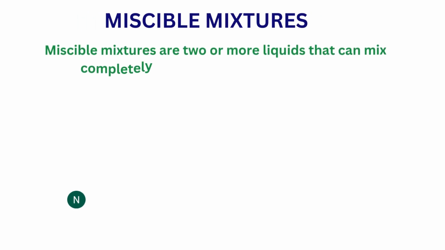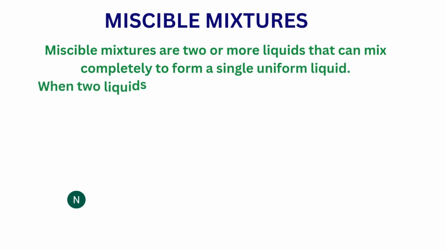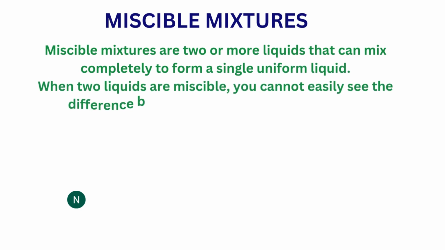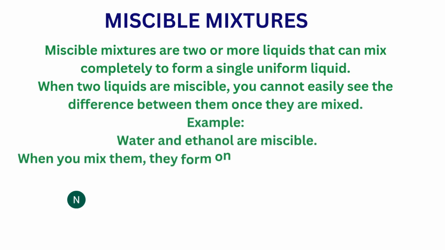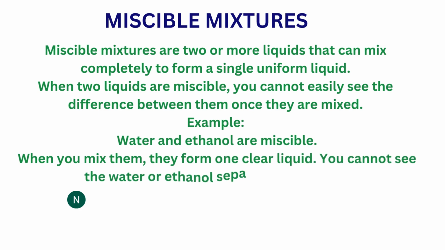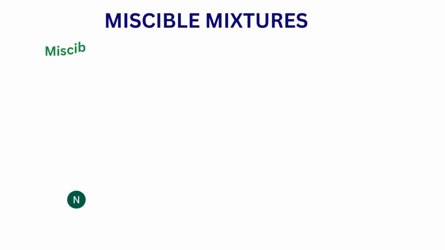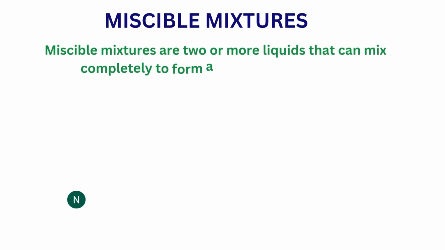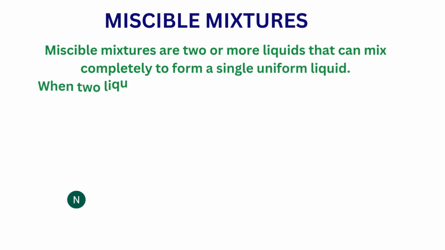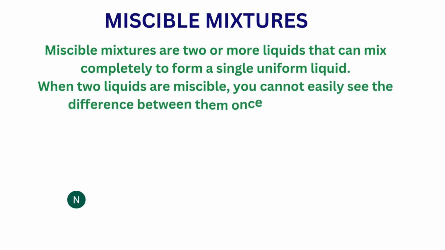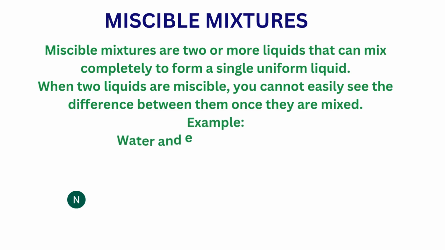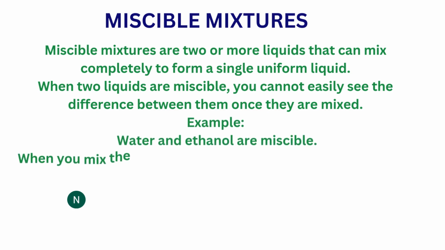So before we go to our simple distillation, you have to understand, the other time I was teaching you immiscible liquid mixtures. Today, simple distillation helps to separate these kinds of liquids called miscible mixtures. Okay? So what are miscible mixtures? Miscible mixtures are two or more liquids that can mix completely to form a single uniform liquid. When the two liquids mix, you cannot easily see any difference between them. They look literally the same.